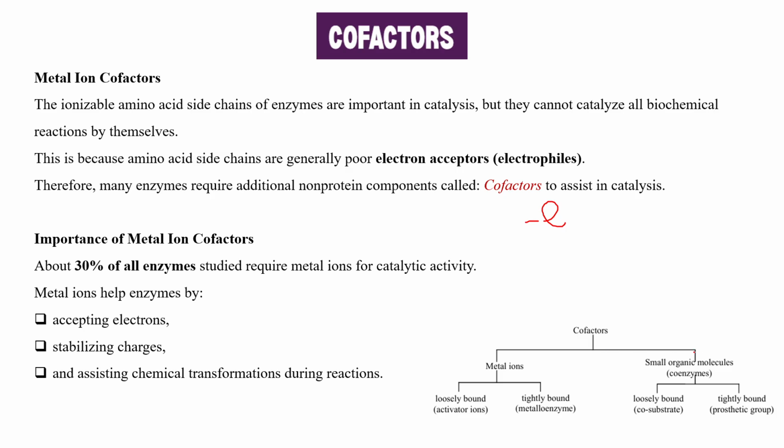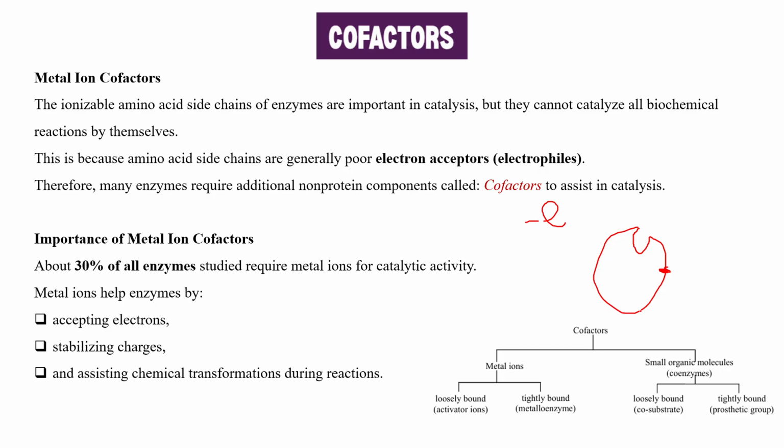So cofactors can be divided into small organic molecules called coenzymes, or metal ions. And the metal ions, remember, if you're having your enzyme and it needs a metal ion, a metal ion can bind to it. When a metal ion binds to it, it can bind tightly or loosely. So you have the loosely bound metal ions and the tightly bound metal ions. The loosely bound metal ions are called activator ions. They can be released after the reaction. But the tightly bound metal ions are called metalloenzymes. Metalloenzymes are permanently attached to the enzyme to enhance its activity.